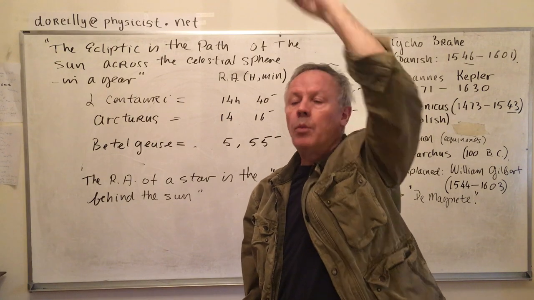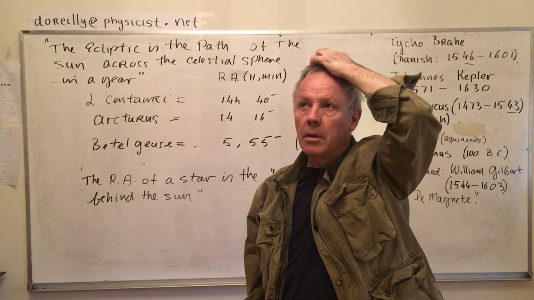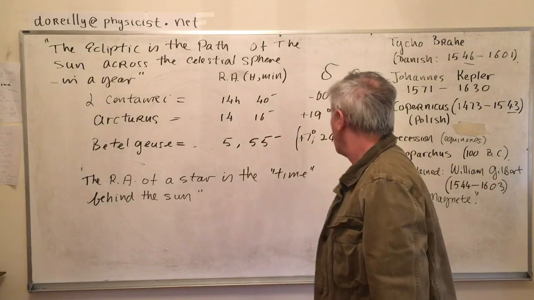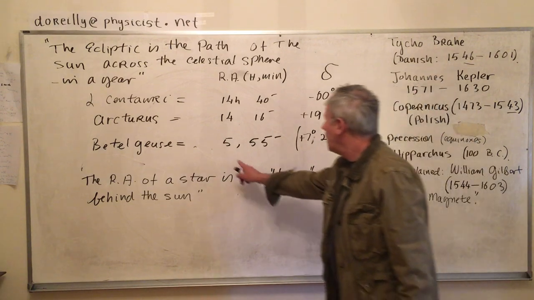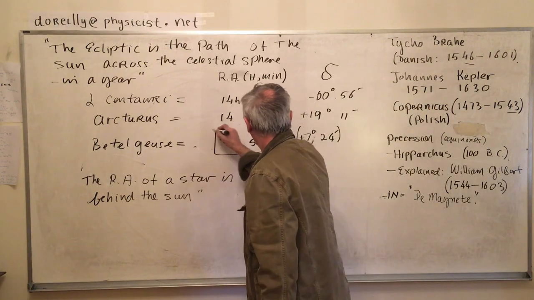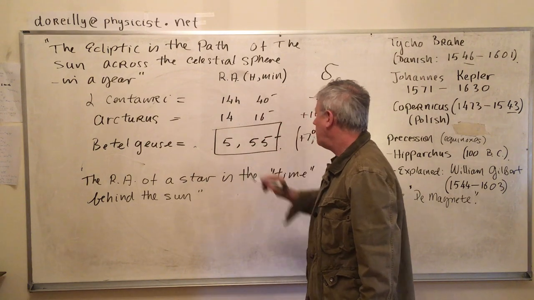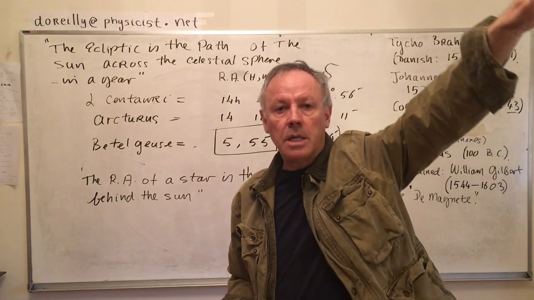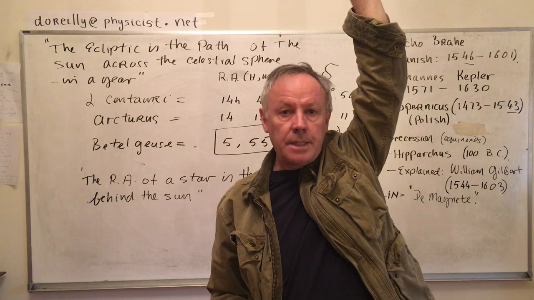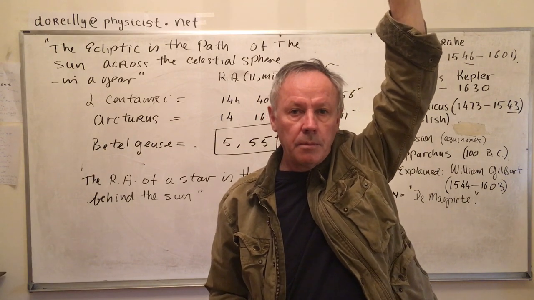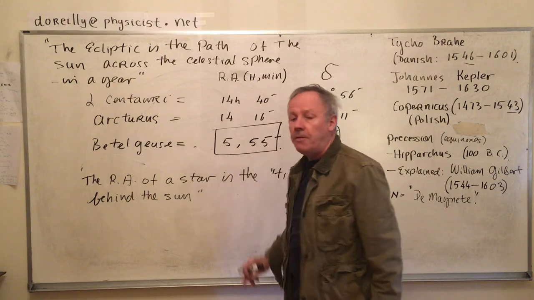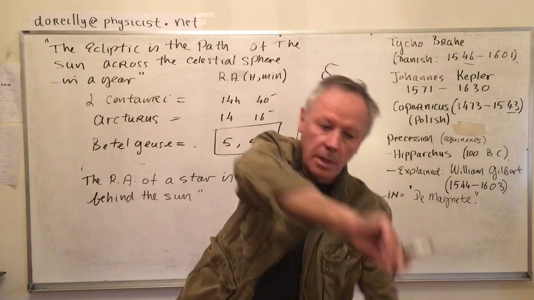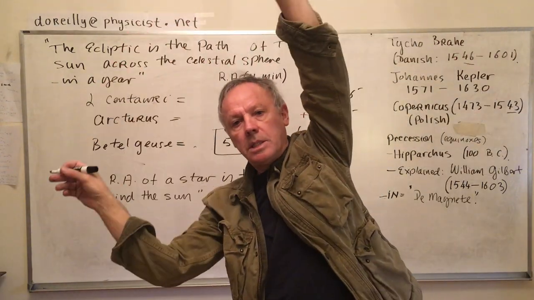So now the sun, let's just watch the sun come up on the horizon. Okay, the sun comes up on the horizon. Betelgeuse is 5 hours and 55 minutes, let's say approximately 6 hours. The sun comes up on the horizon. 6 hours later, the sun is going to be right overhead. Exactly 6 hours later. And what will have happened? Betelgeuse will be just above the horizon. Do you get that? Approximately 6 hours. The sun goes up, and Betelgeuse is 6 hours behind it.